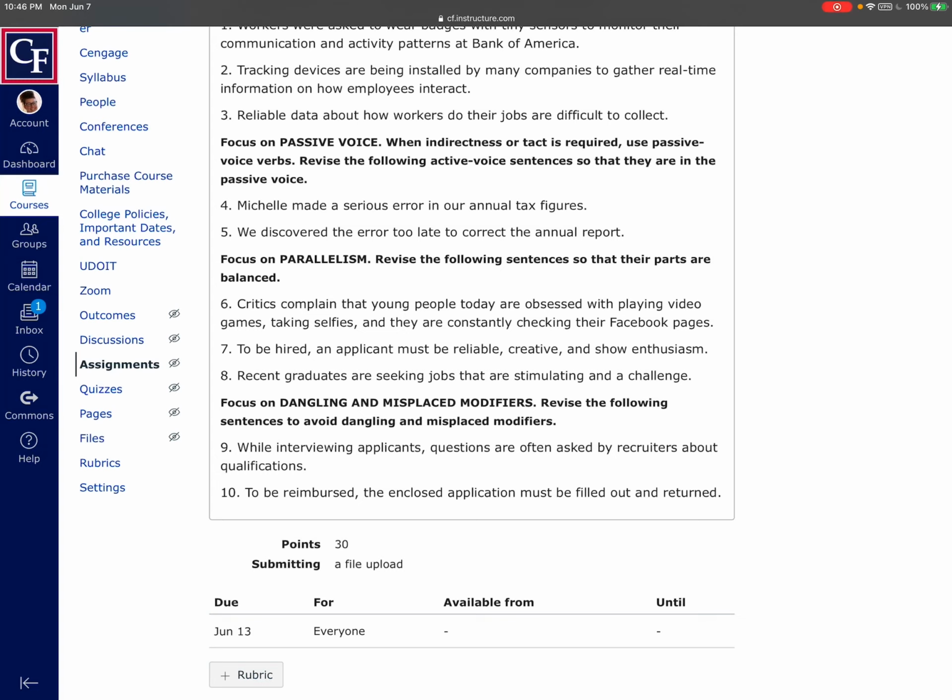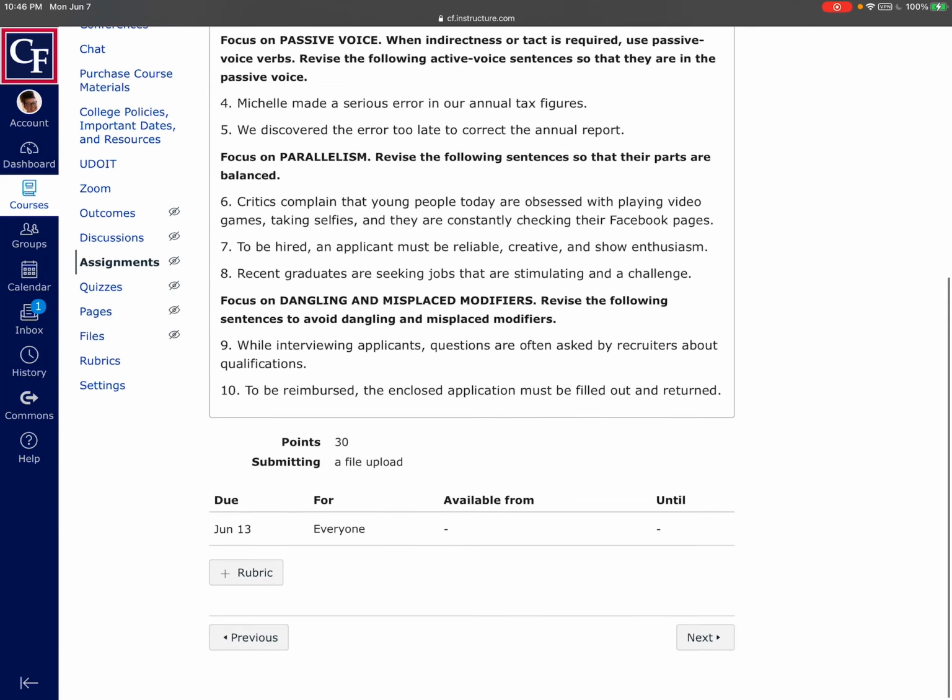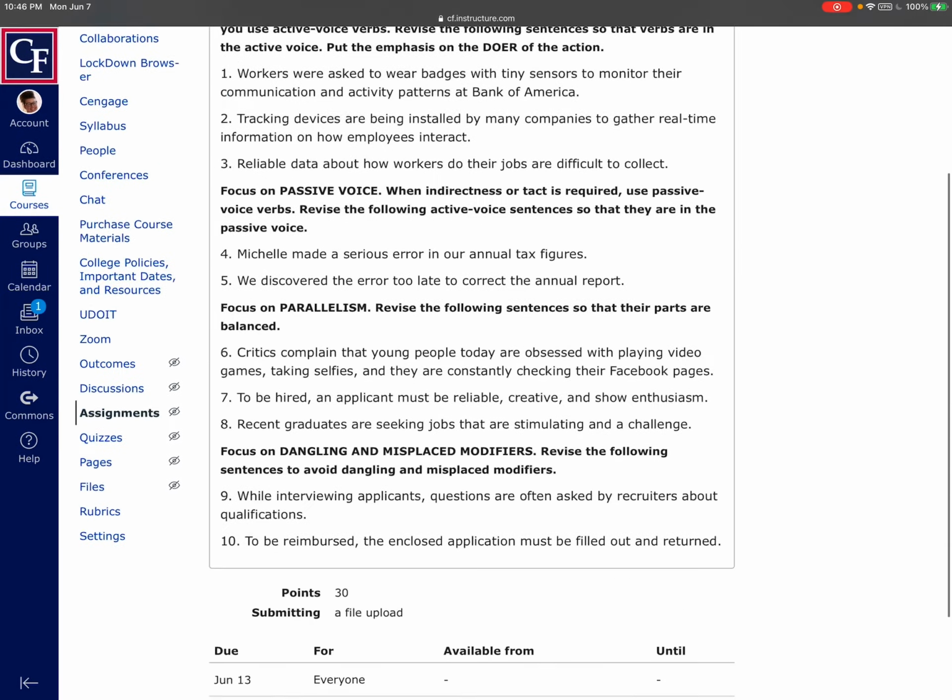And then 9 and 10 are getting rid of what we call dangling or misplaced modifiers. For example, in number 9, it says, while interviewing applicants, questions. Well, the questions were interviewing applicants? Of course they weren't. It's almost comical. So we need to switch things around so that whatever is being modified is right next to what's modifying it. So, while interviewing applicants, recruiters ask questions. All right, so that is the chapter 5 Canvas activity.